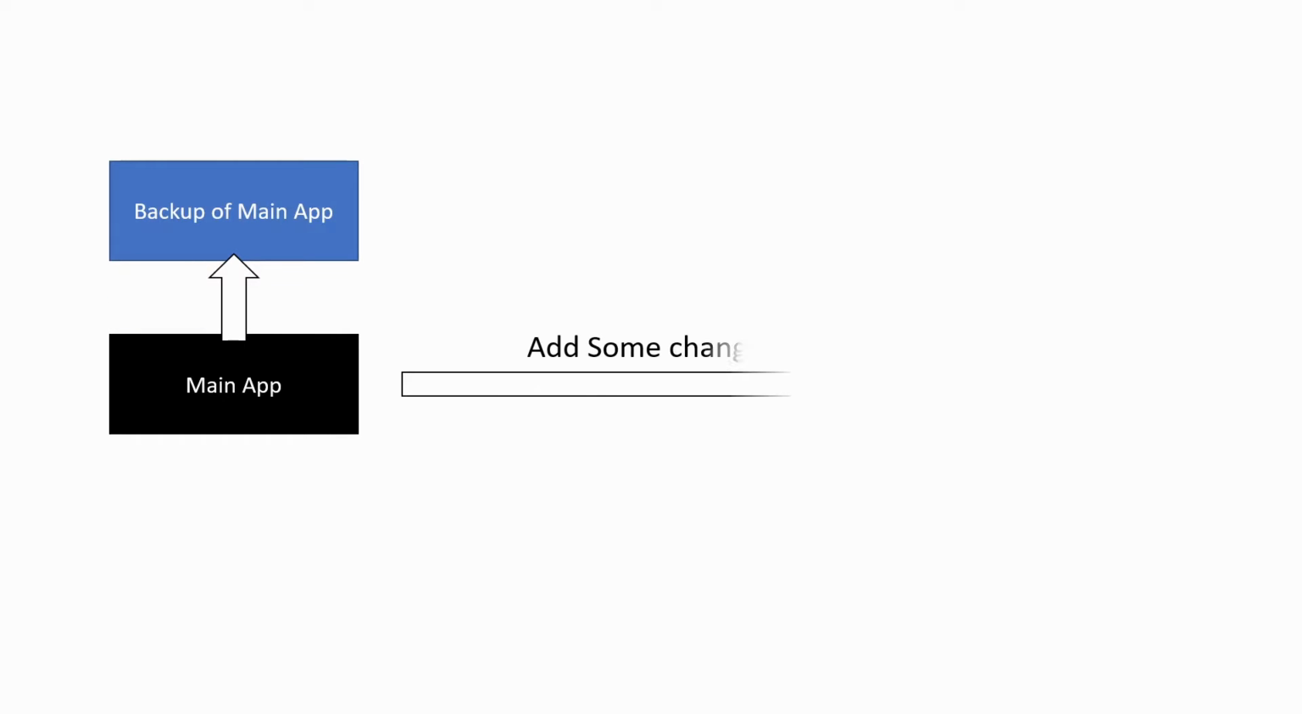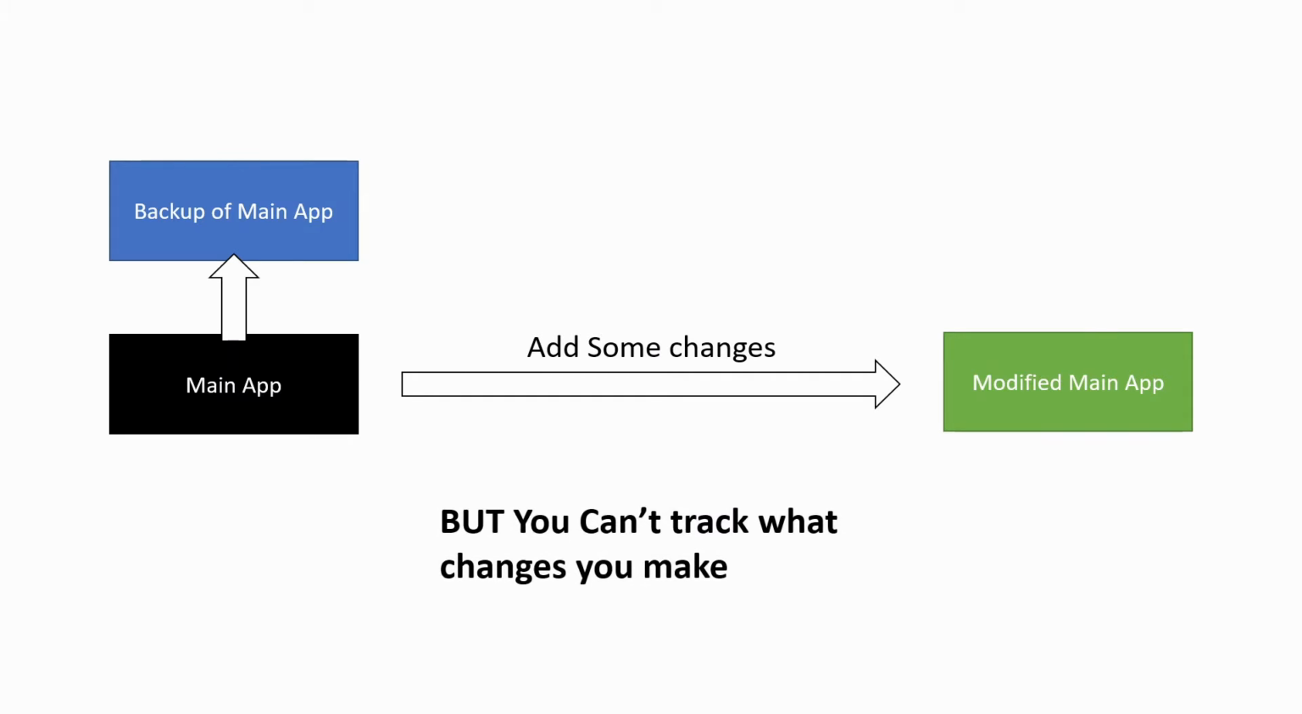Let's say we have a fully functional app. We decided to add some new features to the app. So what we need to do is back up our app, so if something goes wrong, we can recover it. Then we made some changes to some files, but it is impossible to remember every change you make in every file. So we cannot track the changes.